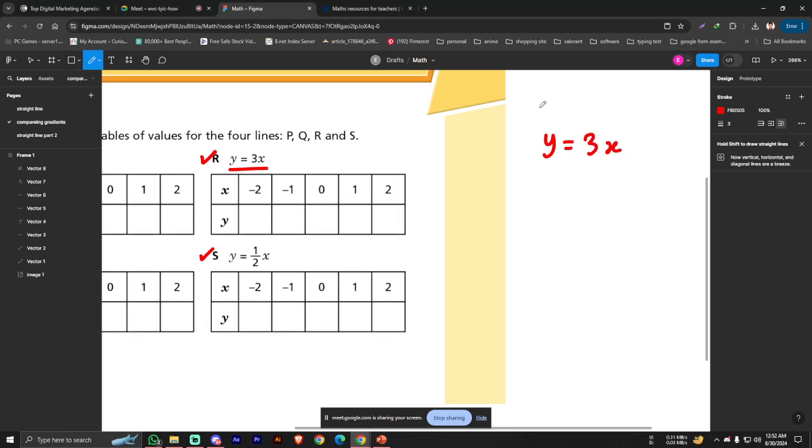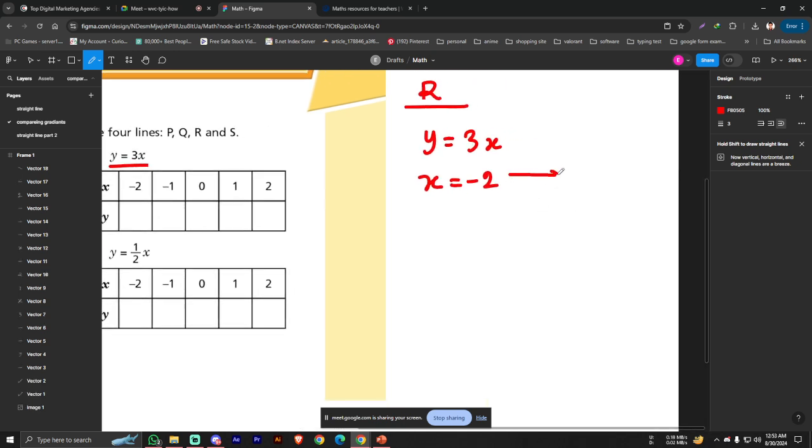Suppose I'm doing it for R now. So simply we're just going to put the value of x one by one and we'll get the y. Here we put x equal to -2. If we put this one, how much will be the y? y will be 3 times -2, that means -6.